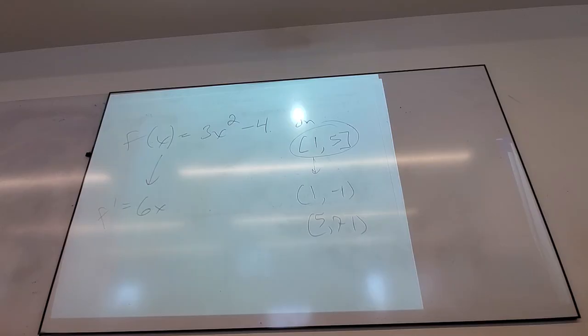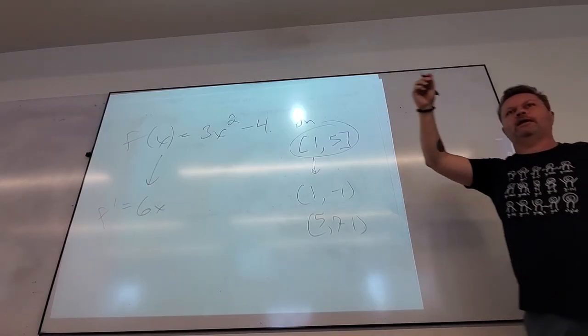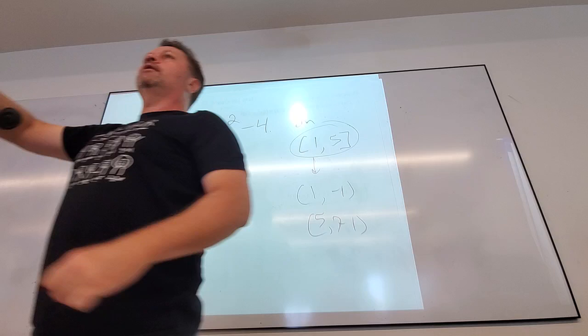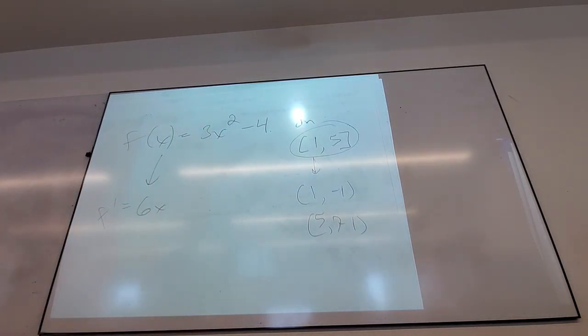Are you guys with me? Those are my endpoints, correct? I know the interval over which I'm interested in. Therefore, I know the two inputs to get my endpoints. How do I get the y pieces of any point? Plug the damn things in. So I know I'm going to plug a 1 in and a 5 in.